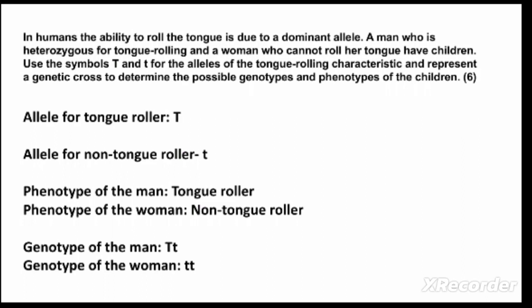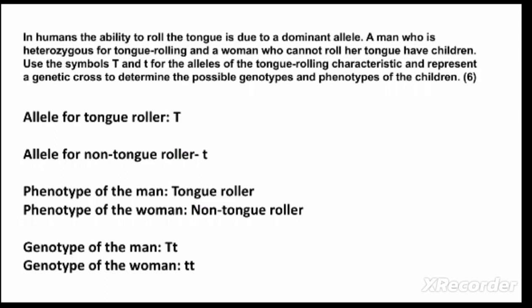She cannot be capital letter T and a capital letter T because that would mean she can roll her tongue. She cannot be heterozygous, which is a big letter T and a small letter t, because then the big letter will override the recessive allele and then it would mean she can roll her tongue. Since she cannot roll her tongue, it means she is small letter t and a small letter t.